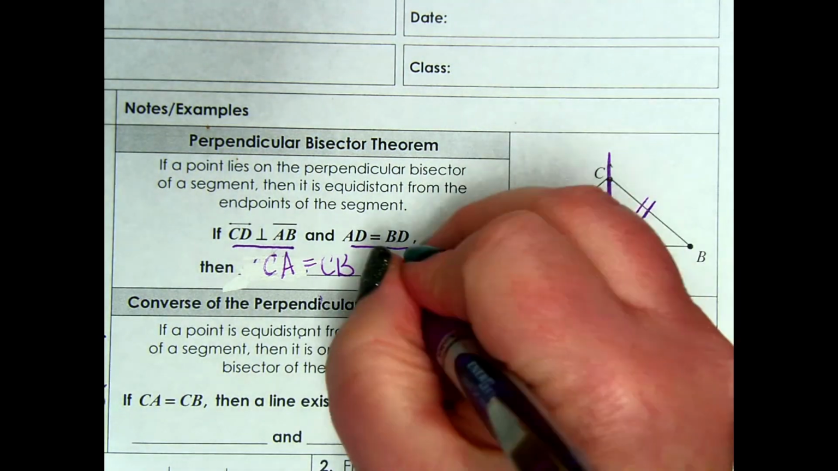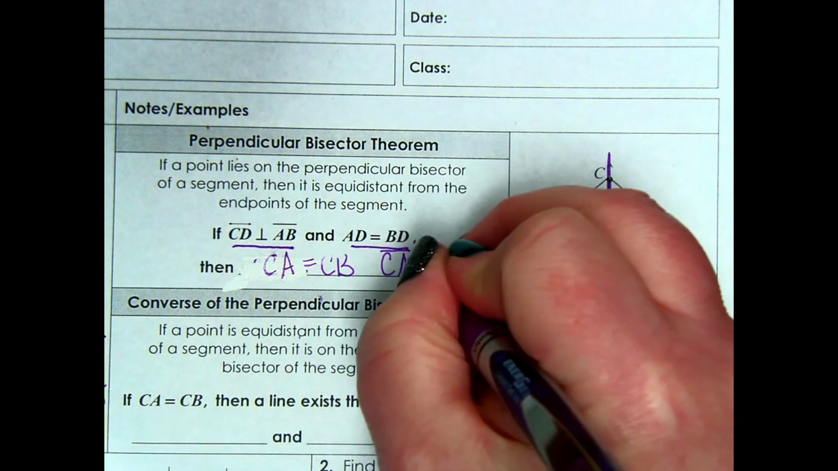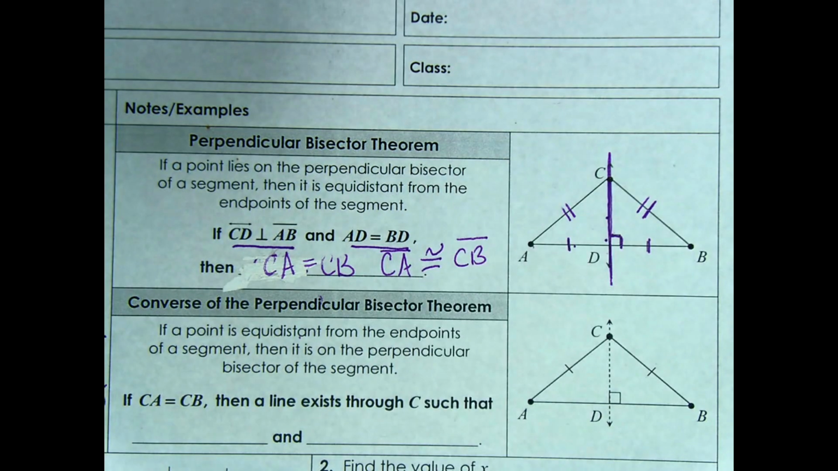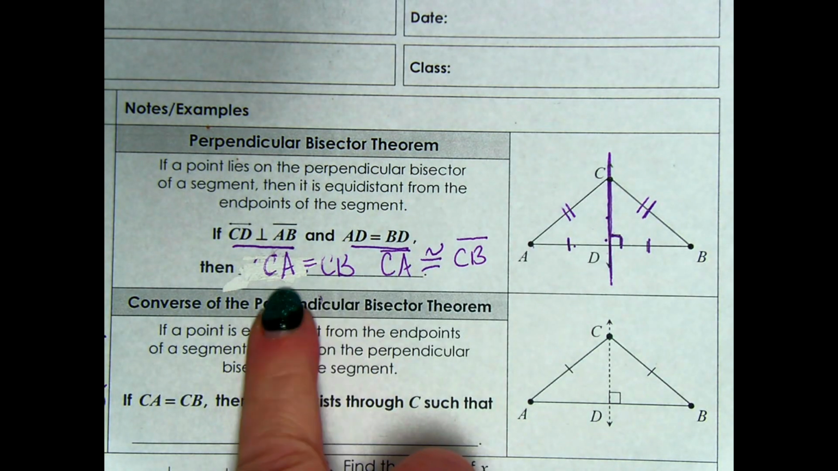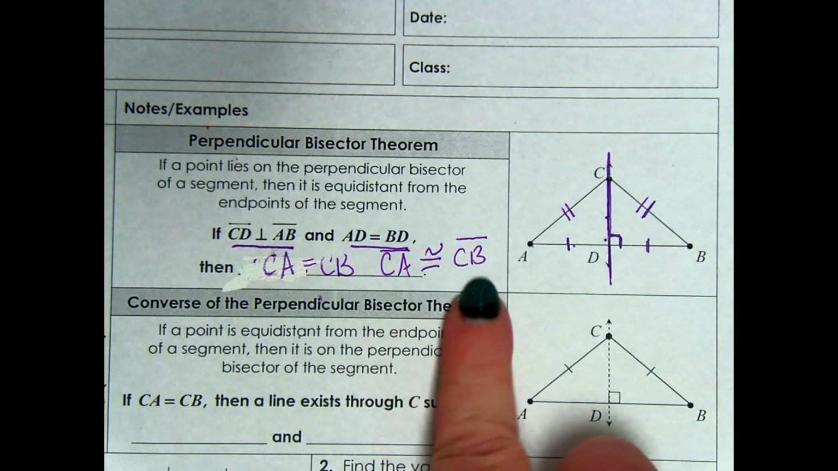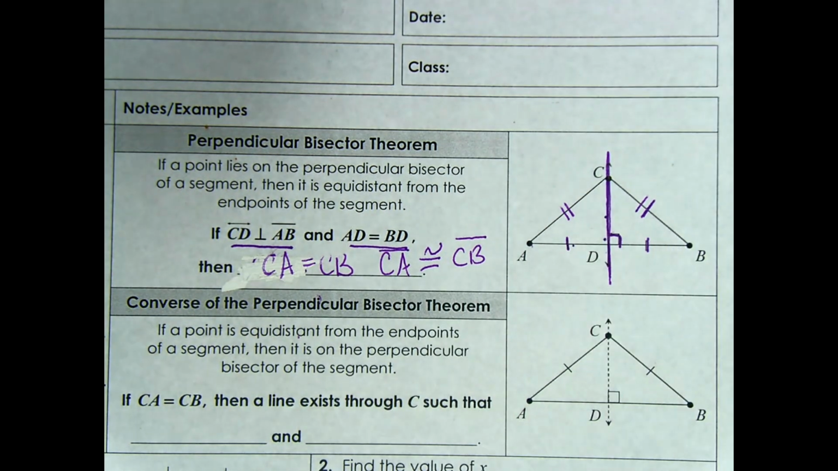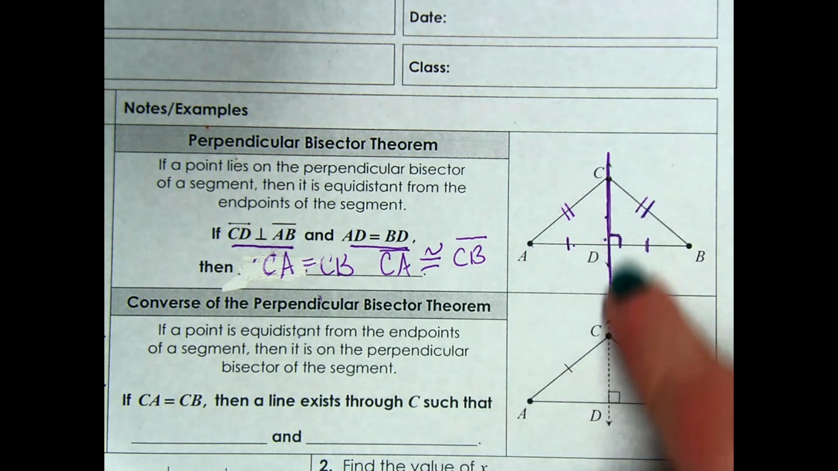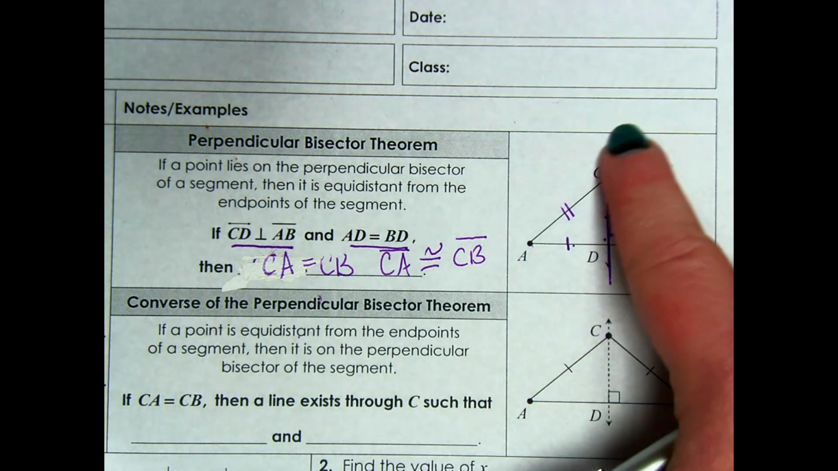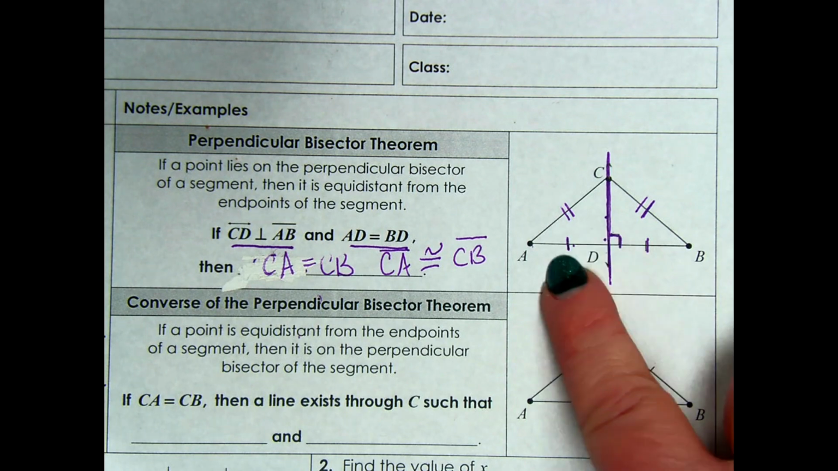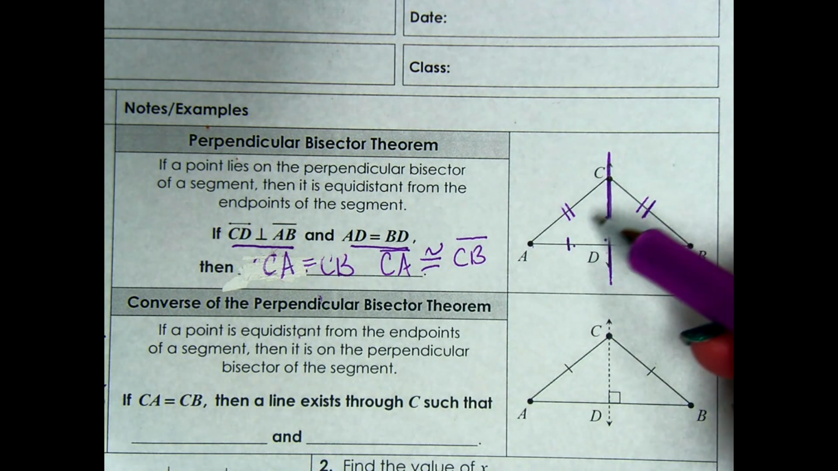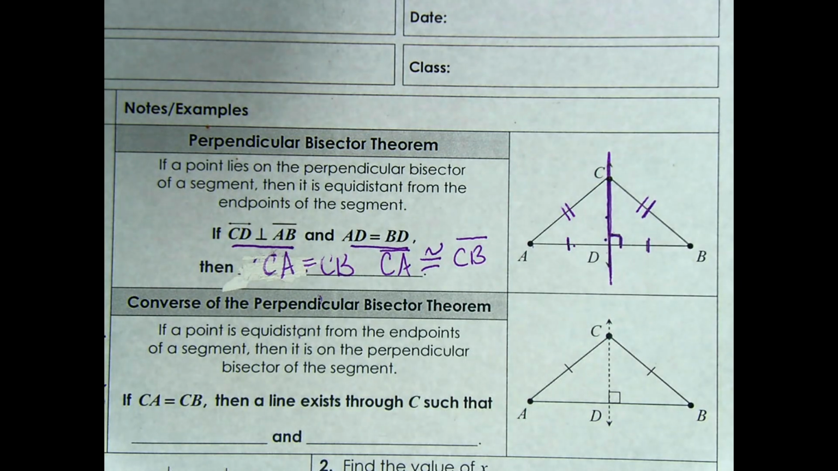I can also write it as segment CA is congruent to segment CB. Remember, when there's no symbol, that means the numbers. When there are symbols, that literally means the sides. So again, if this is 90 degrees, this is a perpendicular bisector because it's perpendicular, 90 degrees, and bisects or cuts the side in half. That tells me that the other sides of the triangle are equal.